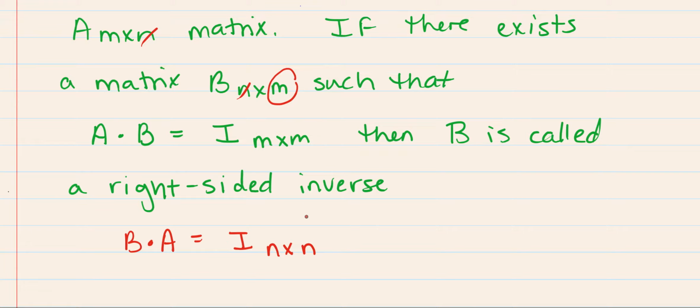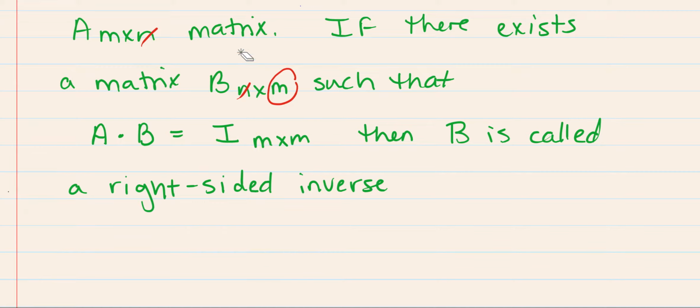Well, remember that the definition of an invertible matrix is A times B is equal to B times A. In order for these to be equal, m would have to be n. So that would force this matrix to be square. But here we're saying this is not a square matrix. So you can't have a right-sided inverse and a left-sided inverse for a non-square matrix.